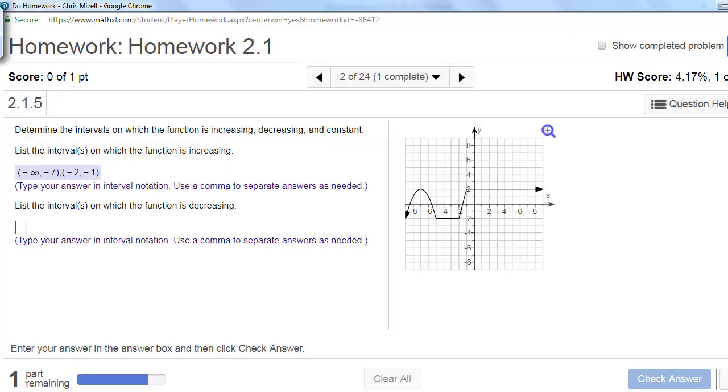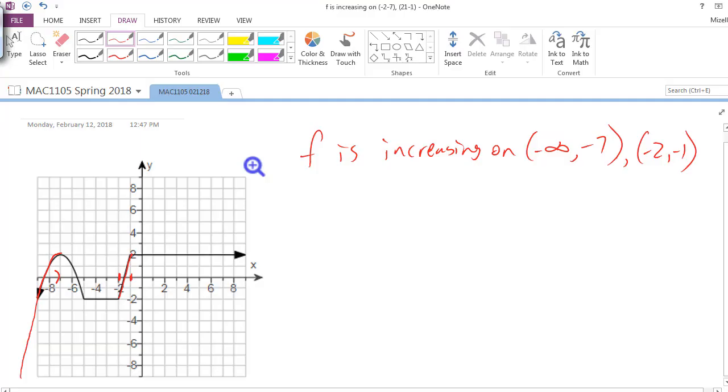List the intervals on which the function is decreasing. Where is it decreasing? Well, it stops increasing at -7 and begins to decrease until the x-coordinate is -5. From -7 to x equals -5, and I believe that's the only interval. Is that the only interval where the function's decreasing? So from -7 to -5 is what we're looking at there.